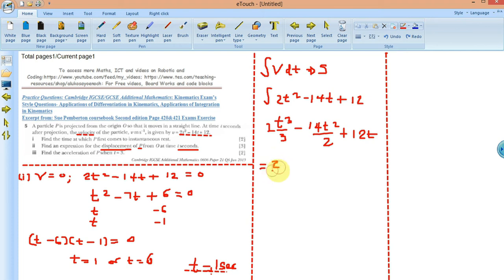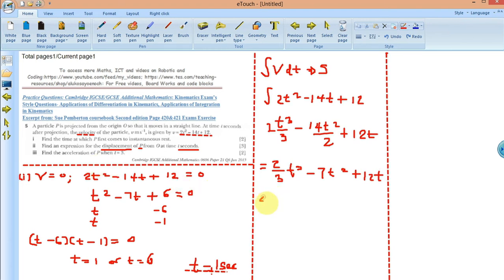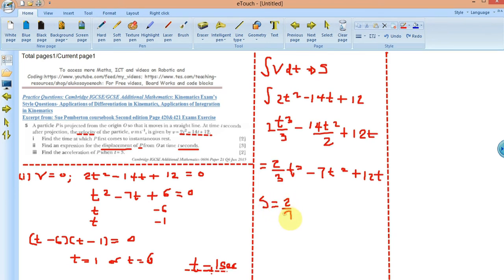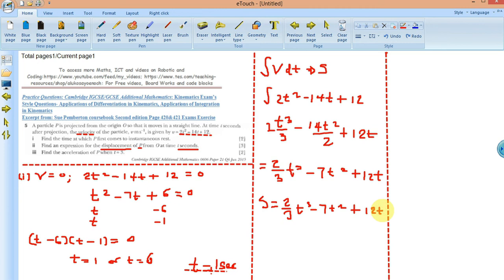2 over 3 t cubed. When you do 14 divided by 2, that is 7, minus 7t squared, then plus 12t. So we have to find the expression for the displacement. So S equals that. If you want me to write it again, let me go ahead. That is 2 over 3 t cubed minus 7t squared plus 12t. So that's the function for the displacement. Okay, so let's go to the next question now.